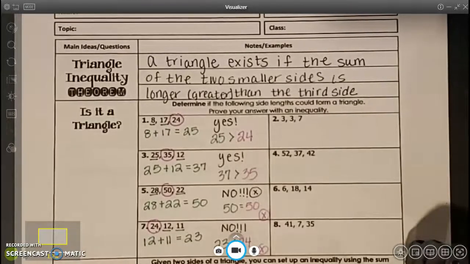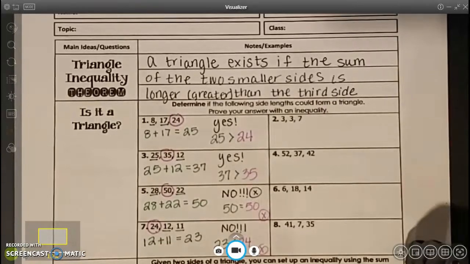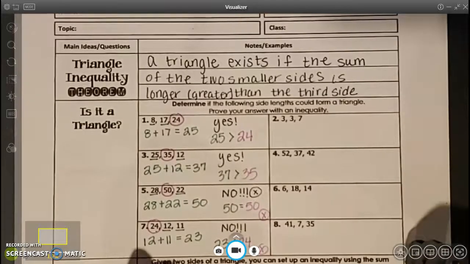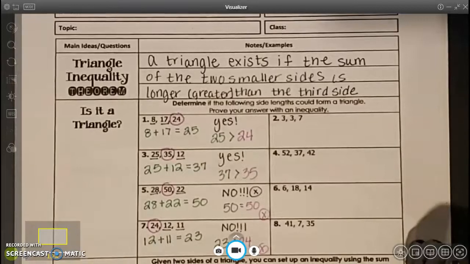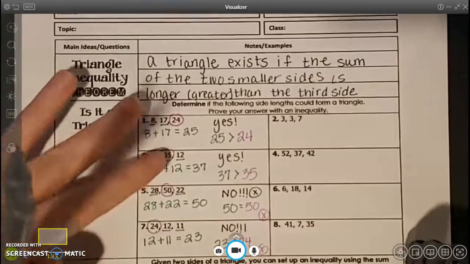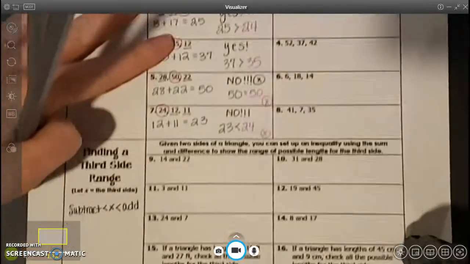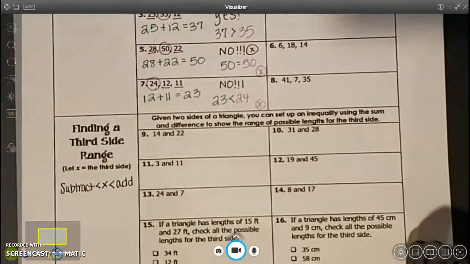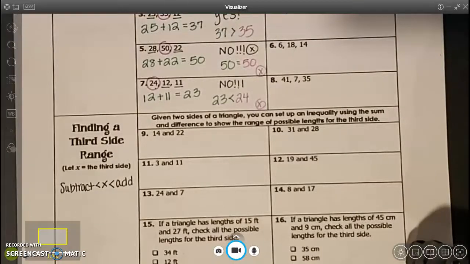So we take the two sides. Oh, sorry, I got to move this up. You guys can't see. So we're going to take the two sides, and again, what this is saying is that we subtract the two numbers, put less than, x goes in the middle, less than, and we add the two numbers, and that will give us the range.